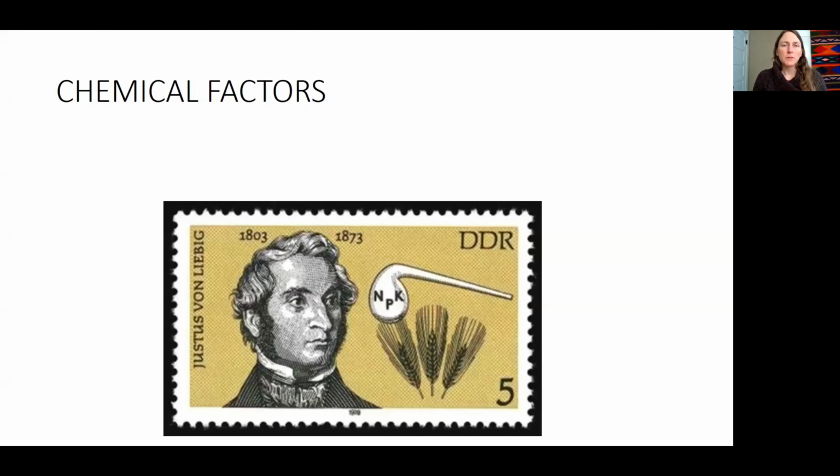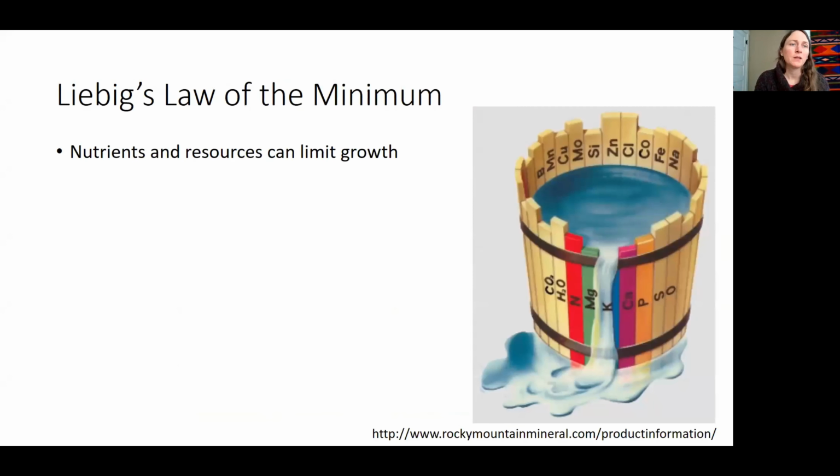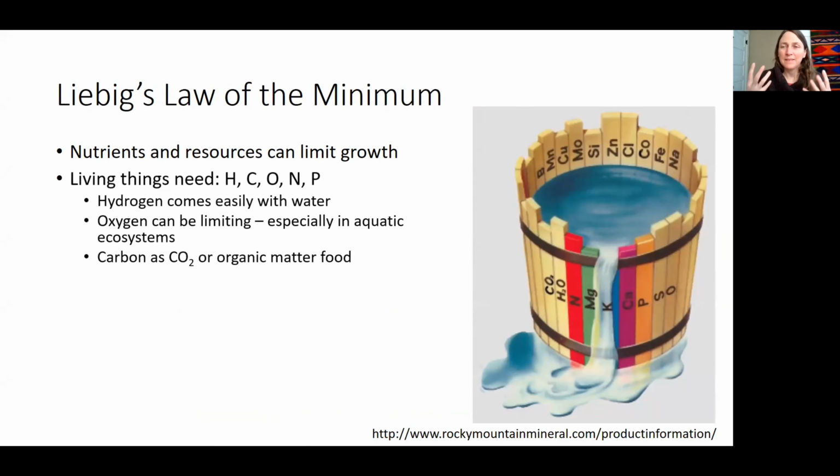Okay, the last thing I'm going to talk about are some chemical factors in streams. So nutrients are really important, things like nitrogen and phosphorus. Of course, in streams, things like agriculture, fertilizer, septic tanks, phosphate detergents, and nitrogen-fixing organisms can all add too much nitrogen to a system. So Liebig's law of the minimum states that nutrients and resources can limit growth.